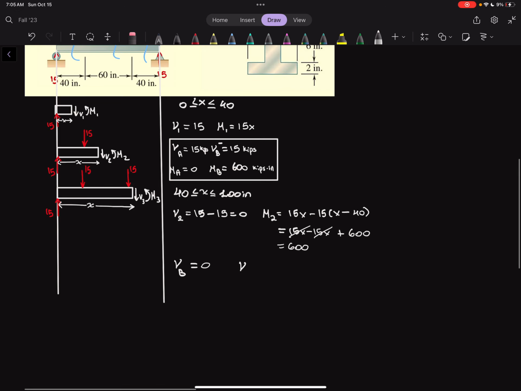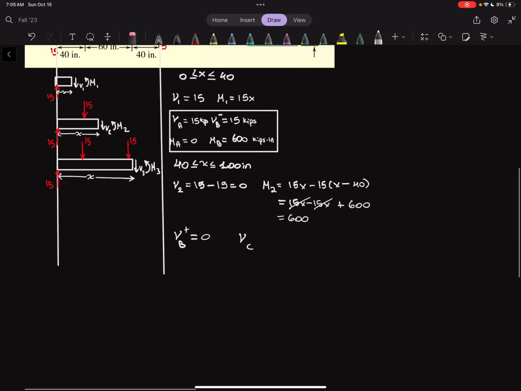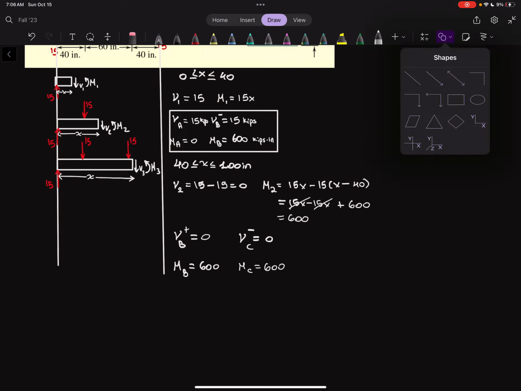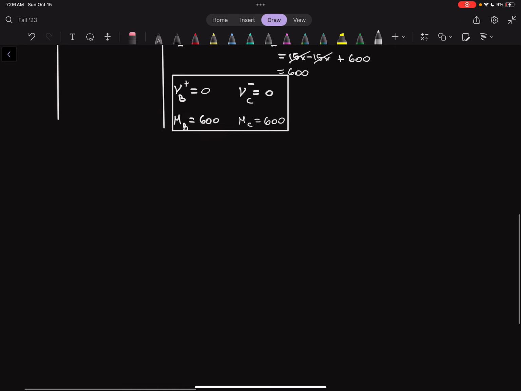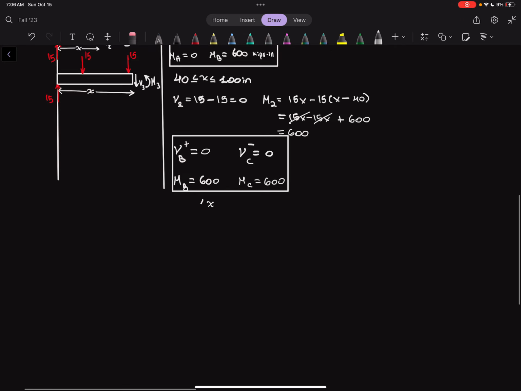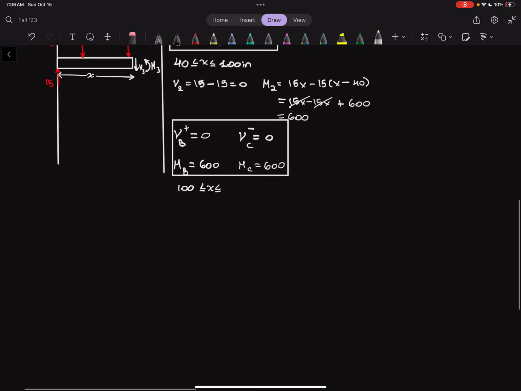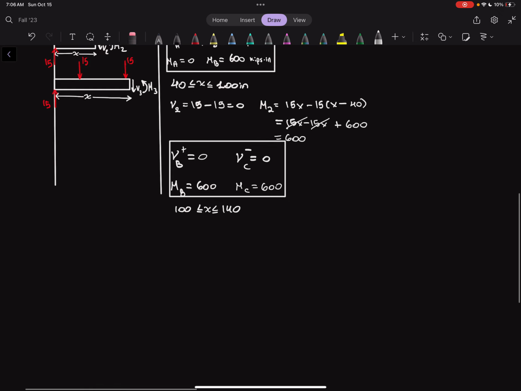Because this is VB from the left, this is VB from the right, and then VC from the left is going to be 0. MB is going to be 600. MC is going to be 600. All right, so now we do one more where X starts at 100 inches and ends at 140 inches. And so now we're going to look at that third cut.